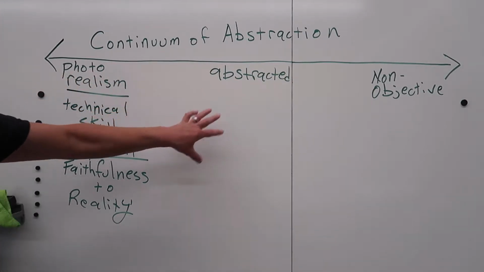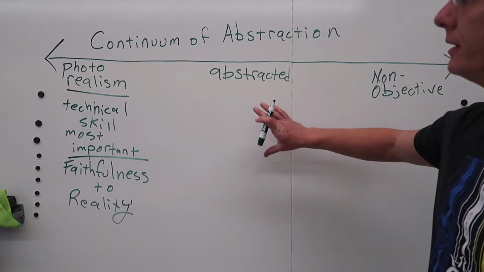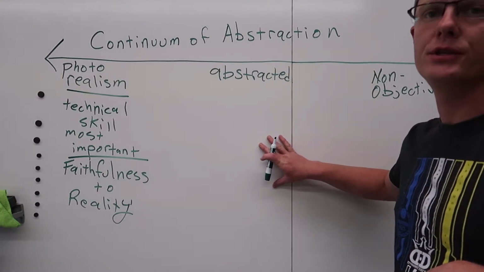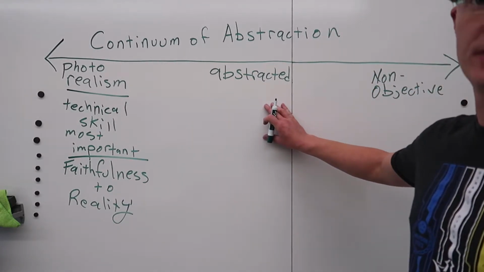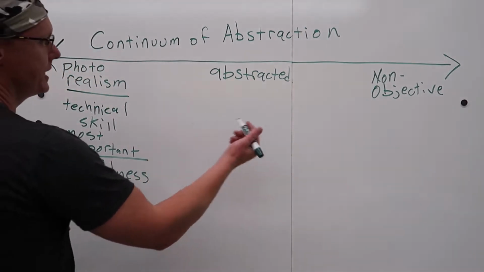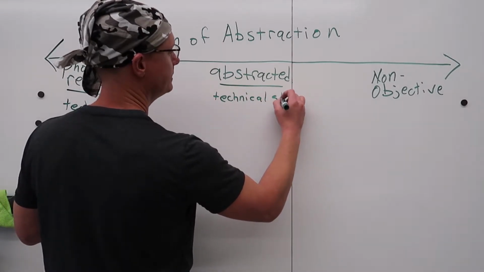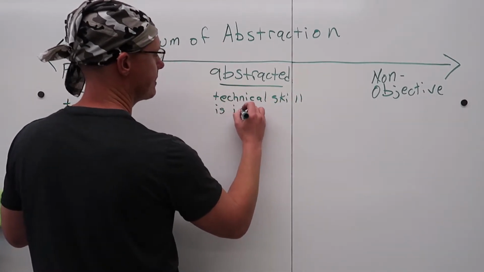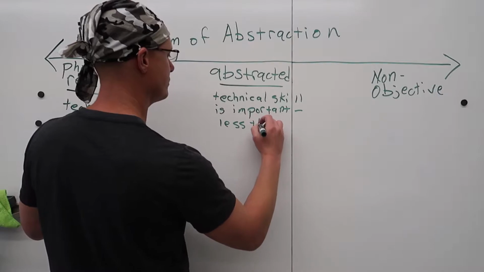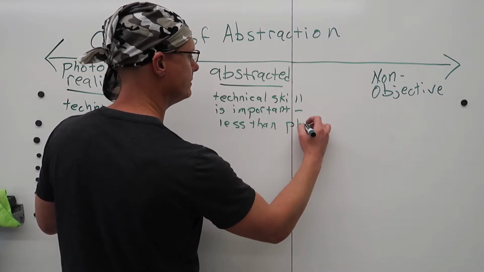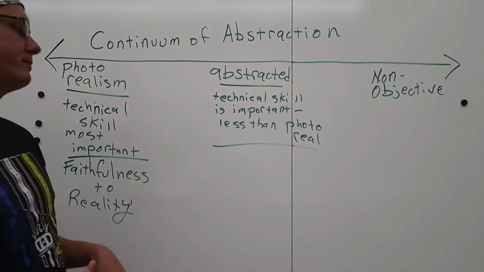So when we get into abstracted work, the technical skill is still kind of important, but there are some choices that the artist is making within the abstracted realm that changes it from photorealistic to less realistic. So I'll talk about technical skill while it's still important. It's important, but not so much. I would say less than photorealism, because the artist is making choices to change the subject matter in some way.